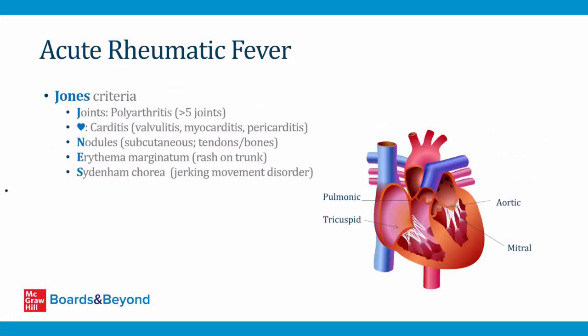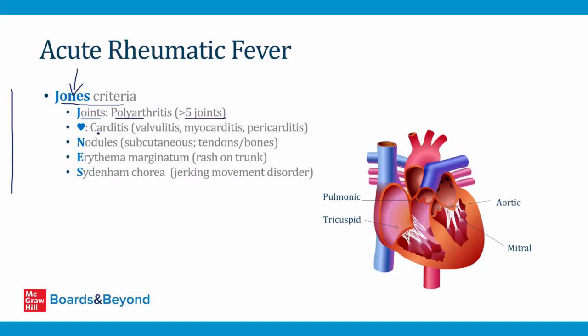So like I said, acute rheumatic fever is a condition you want to think of in a child who has strep throat and then a few weeks later develops symptoms like the ones I've shown on this slide. The diagnosis is made by identifying elements of the Jones criteria. And the Jones criteria, each of the letters of the word Jones stands for one of the criteria. So the J is for joints. Children with acute rheumatic fever will develop arthritis of multiple joints, usually greater than 5.